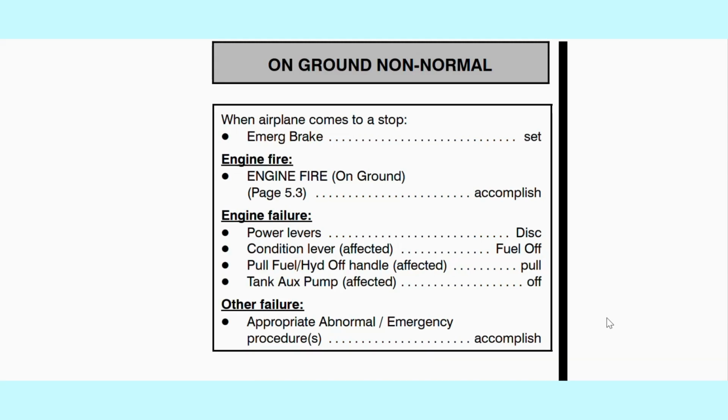So on-ground non-normal would come, for example, when you are taking off and you have to abort the takeoff, which we call a rejected takeoff, or you have landed and again you've got to stop as quickly as possible. Say you've got an engine fire, engine failure or any other abnormal failure that dictates you have to do an on-ground non-normal procedure. So the first thing you have to do is be calm.